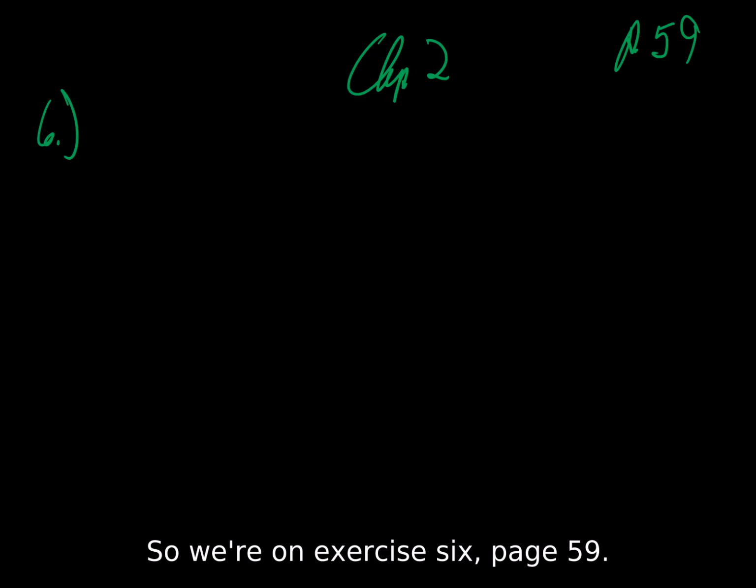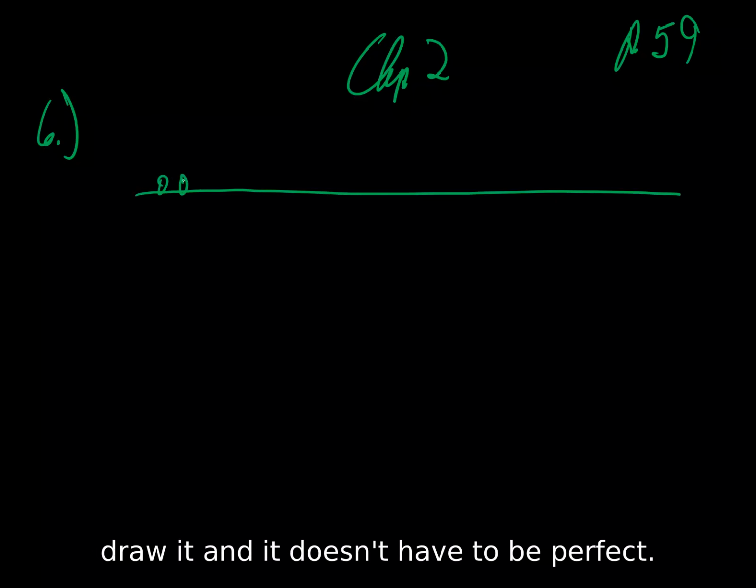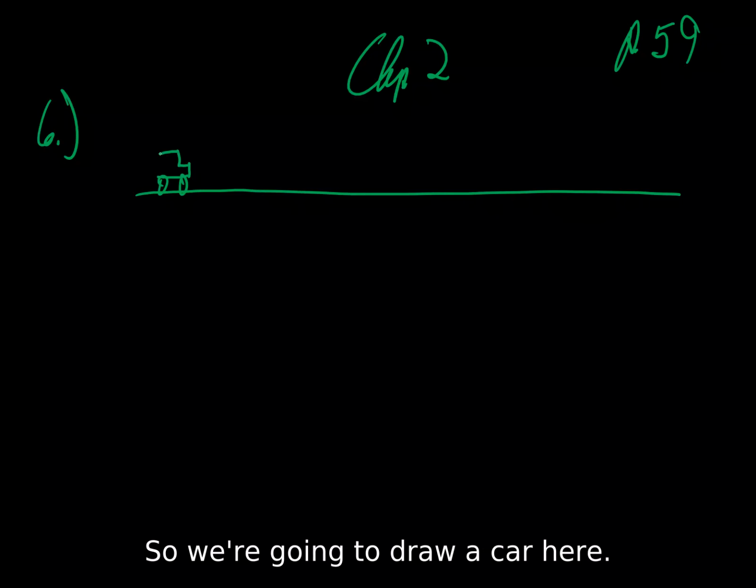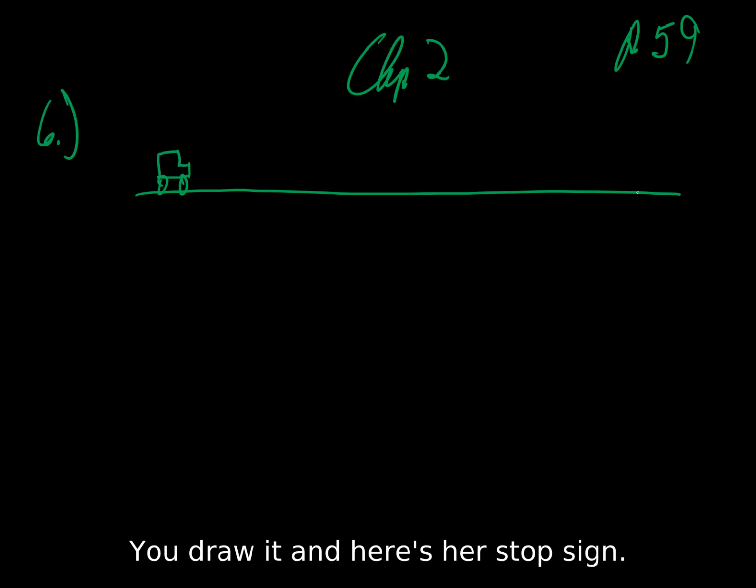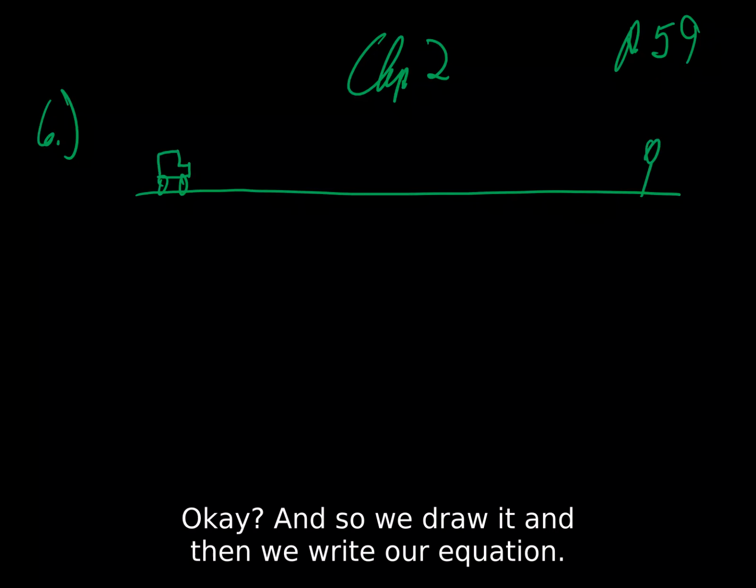Yeah, so we're on exercise 6, page 59. So what do you do first? How do you solve these problems? Well, the first thing you do is draw it, and it doesn't have to be perfect. So we're going to draw a car here, and here's our stop sign. We'll just pretend it's down here.